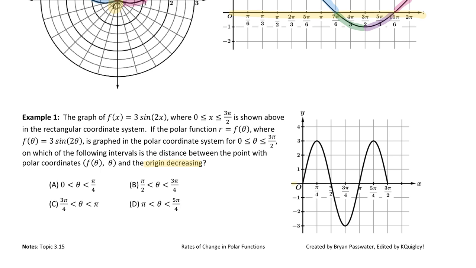So let's go ahead again and highlight our x-axis. We're just going to highlight in the correct color scheme the sections of this graph where we are getting closer to the x-axis.